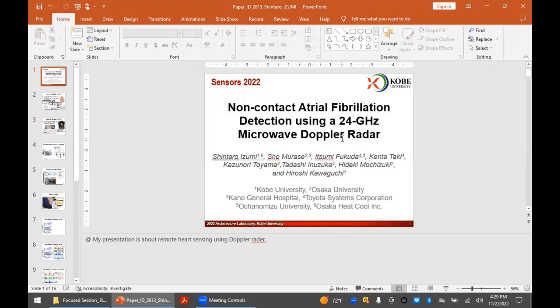Good evening. I'm Shintaro from Kobe University. My presentation is about wireless remote heart sensing and AF detection using Doppler radar.